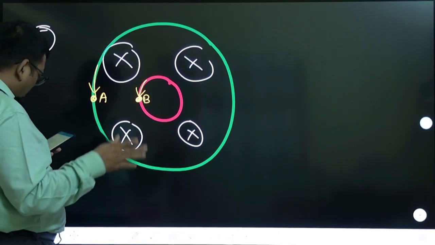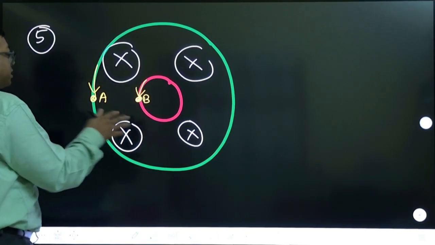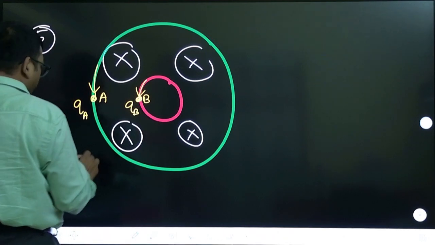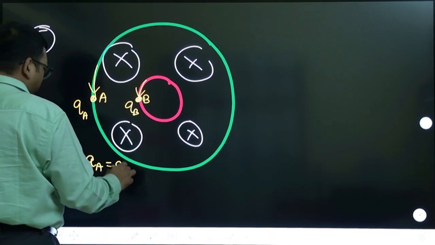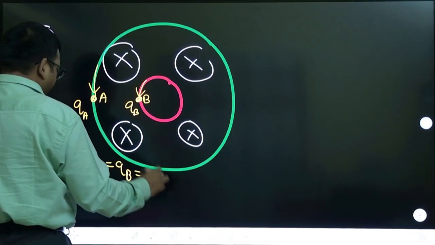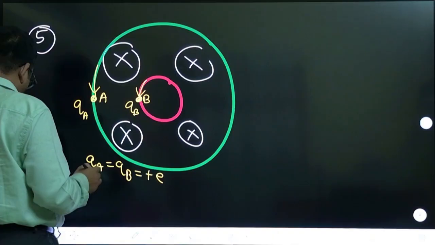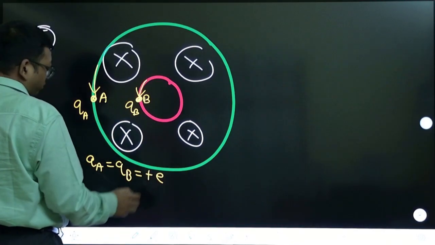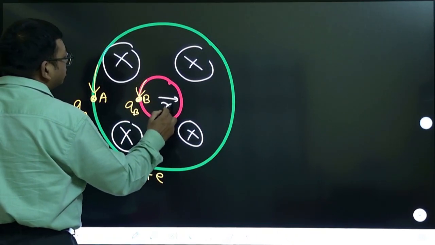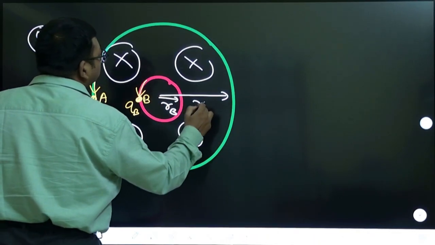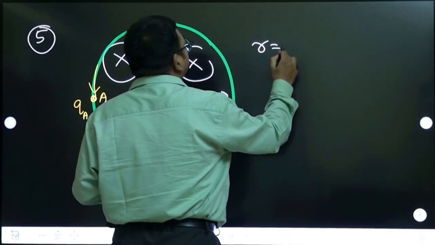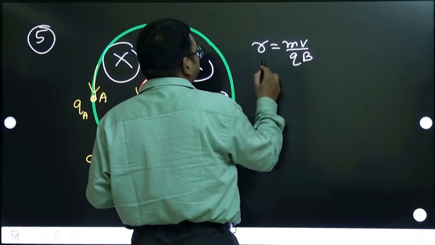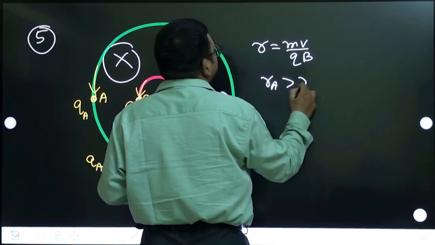Both particles have positive charge. So the charges QA and QB are equal, plus E. What can we conclude correctly about it? So you can clearly see the radii are different, right? Suppose you take this as the radius of B and this as the radius of A. So you know the formula, radius is mv by qB. So the radius of A is greater than the radius of B.